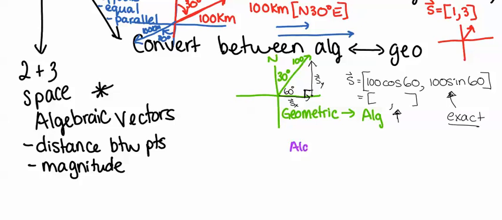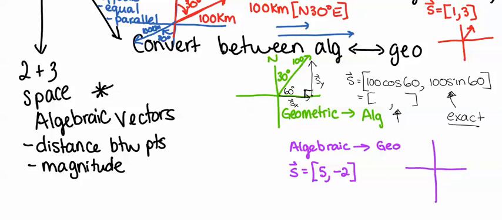Okay, and then if we wanted to go backwards, if we wanted to start with an algebraic vector and turn it into a geometric one, let's say we start with the vector 5, -2. And we want to represent that as a geometric vector. So let's sketch it out. So we've got 5, -2. I know my x component is 5 and my y component is -2.